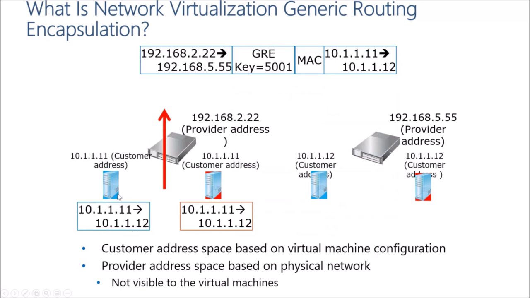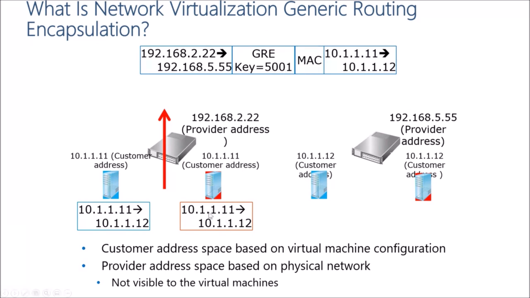So it wants to go from 11 to 12. It sends it out of the network card just like normal. It goes onto the virtual switch like normal, and it goes to the physical network as normal, gets to the other physical network, comes into the virtual switch, gets into this virtual machine. That's what we want to achieve. What's actually happening is it's sending like normal, but when it gets to the virtual switch, it's adding this extra bit of addressing, if you like. It's a GRE key, and you notice this is 5001.